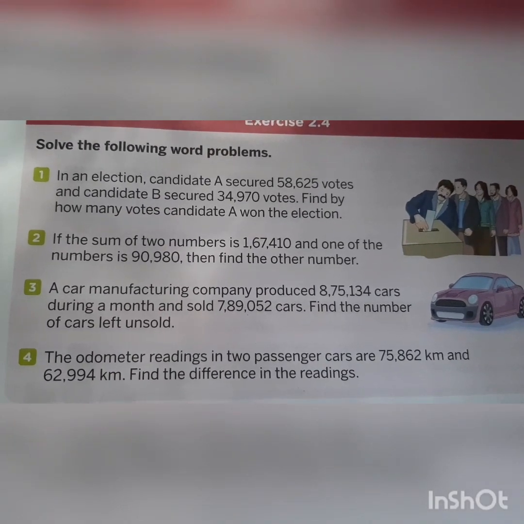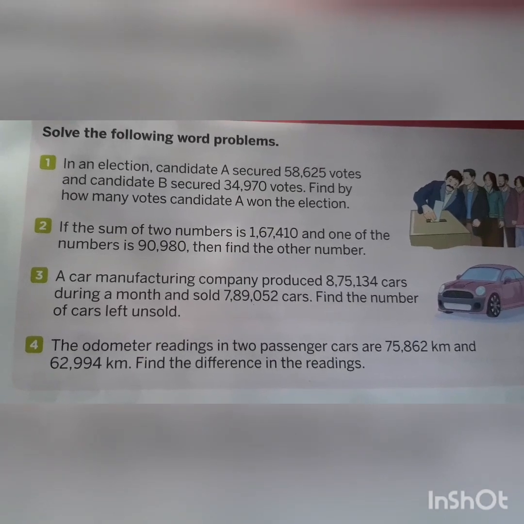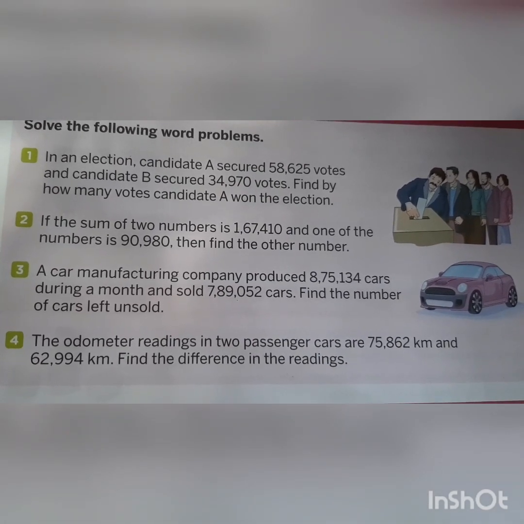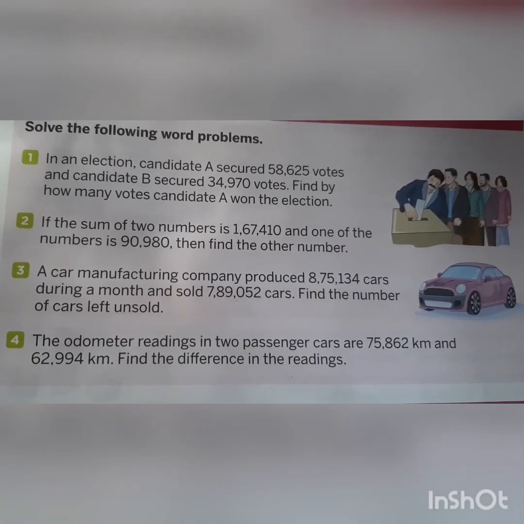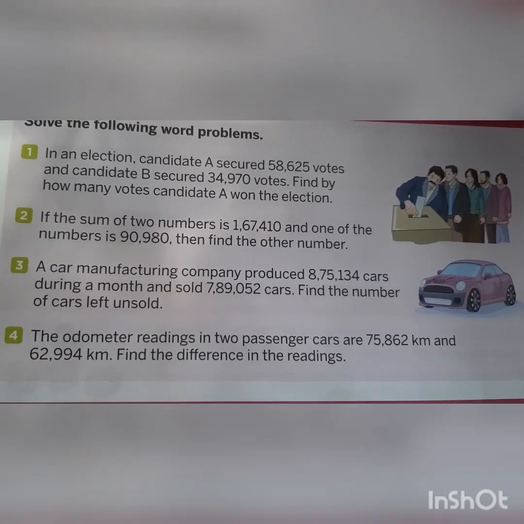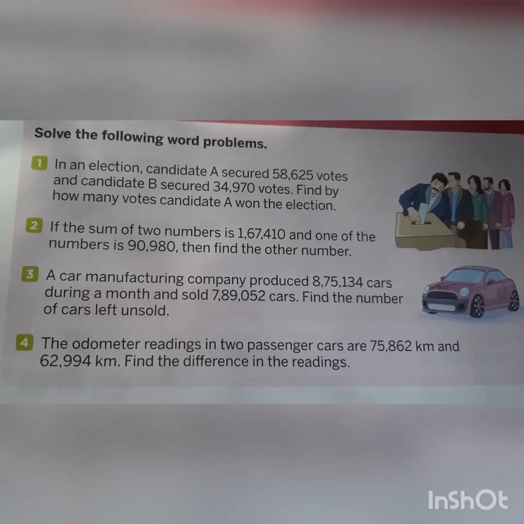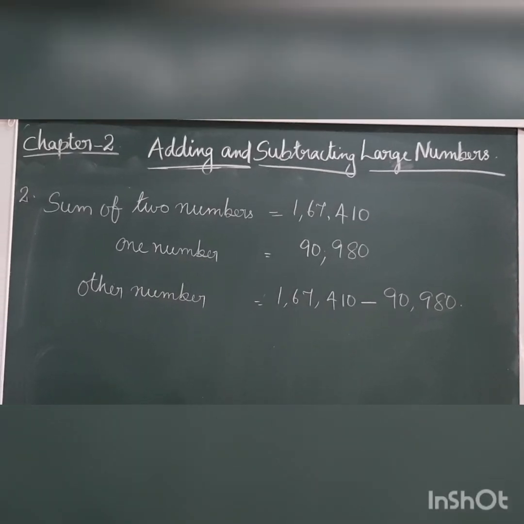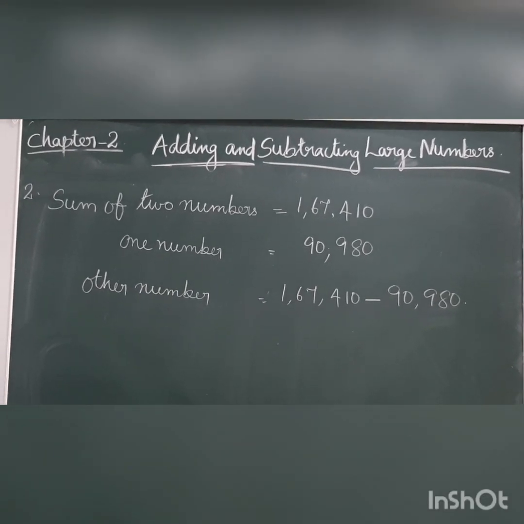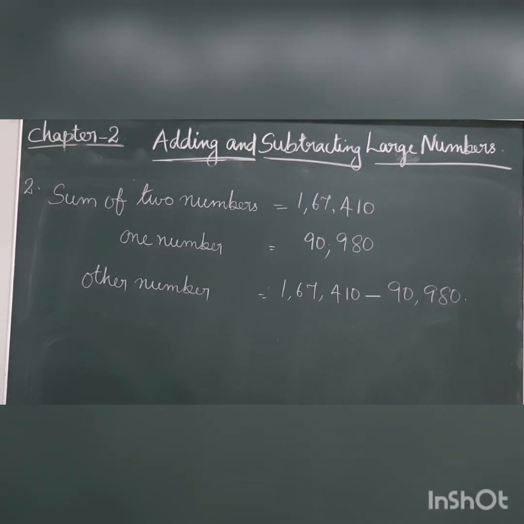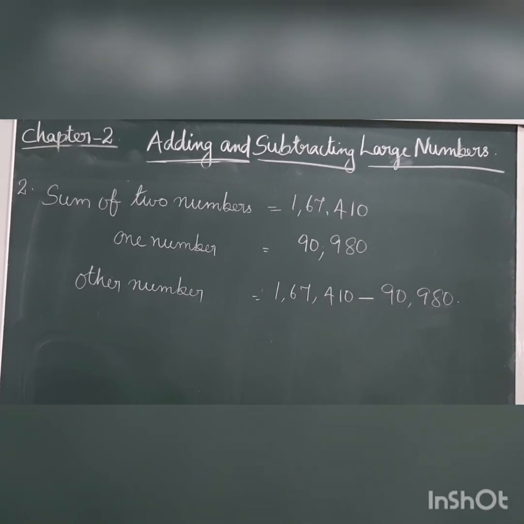Question number 2. If the sum of two numbers is 1,67,410 and one of the numbers is 90,980, then find the other number. In this question, the sum of two numbers is given and one number is also given. We want to find the second number.